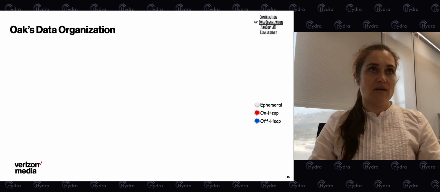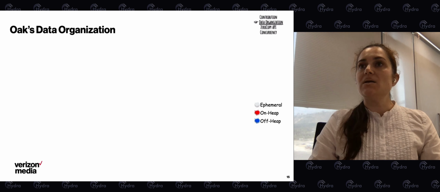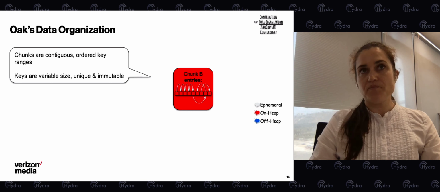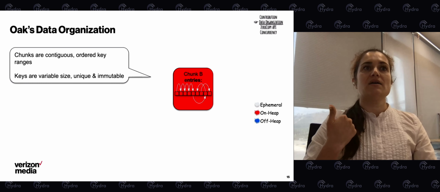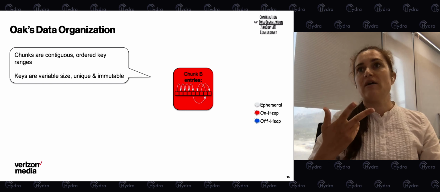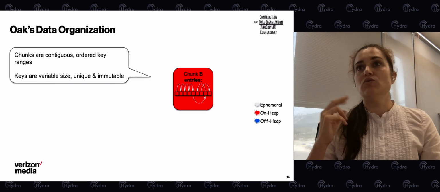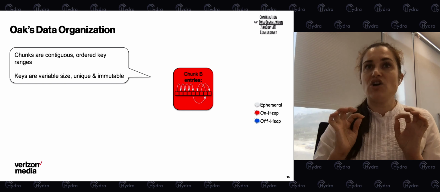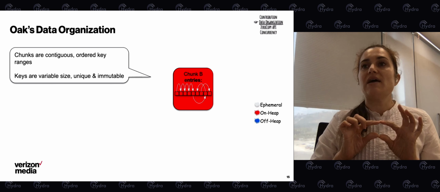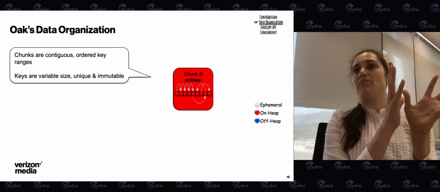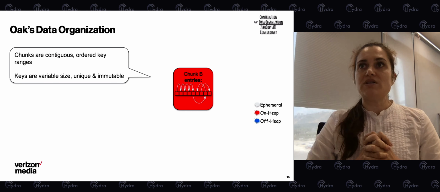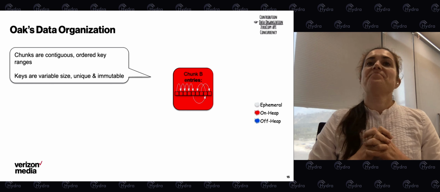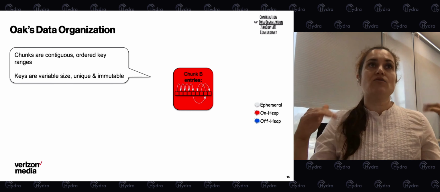Okay, so going to the Oak data organization. The building block of Oak is the chunk. What is a chunk? A chunk is responsible for a range of keys, and keys in our case are immutable, unique, and have variable size. Because they have variable size, and the chunk is on heap, we do not keep keys on heap, we have just entries. Inside the chunk we have entries which are represented as an integer array. On top of it, we just cut a couple of integers and say this is an entry that I need. What is an entry? An entry is actually a reference to a key and to a value, which are located off heap.